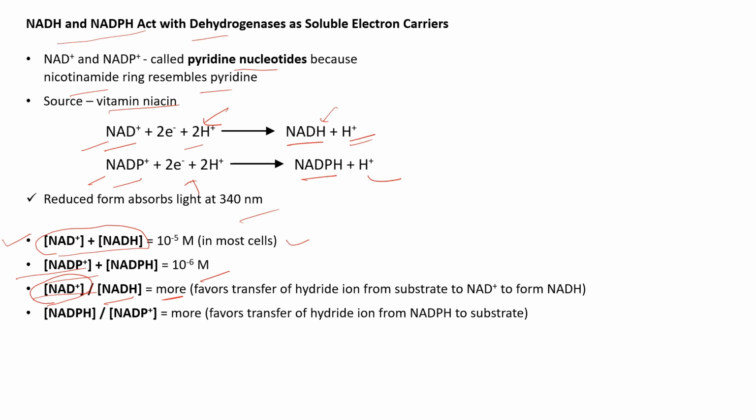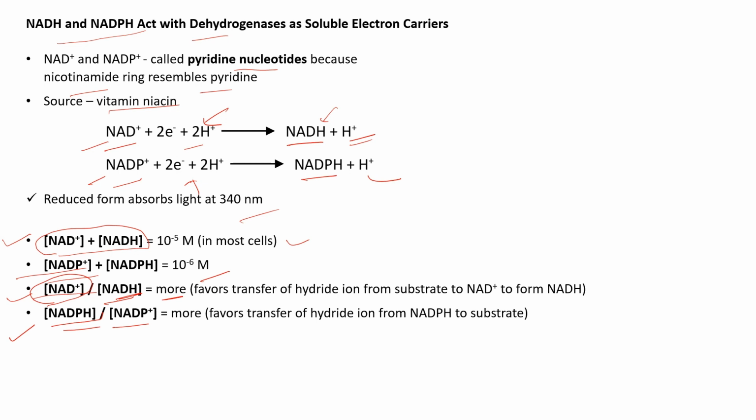In a cell, the concentration of the oxidized form of NAD is more compared to its reduced form. That means it helps to oxidize the substrate because it can take H from the substrate. If we see NADP, then we can see that the concentration of NADPH is more as compared to NADP plus. That means NADPH mainly helps to reduce the substrate. It transfers hydrogen to the substrate.